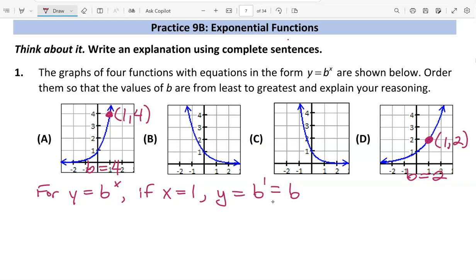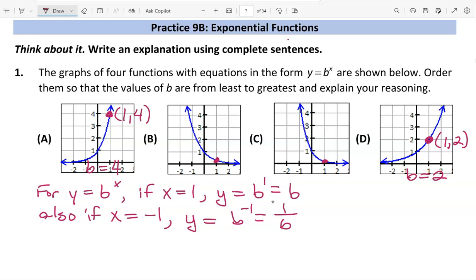Now when we look at the other two graphs, it may be difficult to quantify the value of b because b is a fractional number. So in this case, we might do better looking at x equals -1. If x is equal to -1, y is equal to b raised to the -1, which is 1 over b.